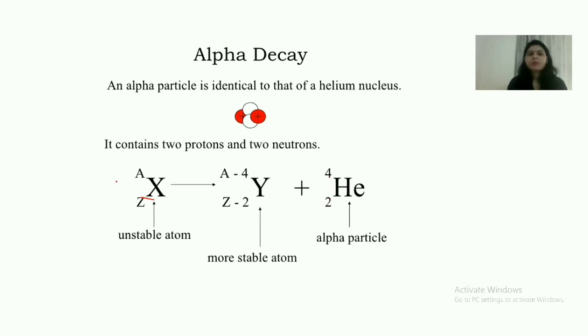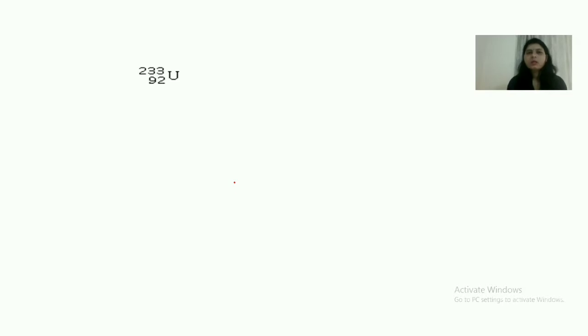Okay, what happens in alpha decay? The atomic number decreases by 2 and the mass number decreases by 4. This is the overview of alpha decay. Now, what happens to uranium during alpha decay?